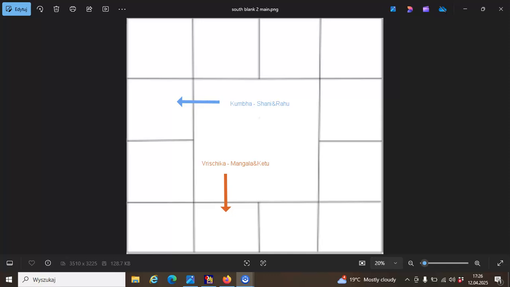So let's see. Rule number 1 says, if Shani is in Kumbha and Rahu in another Rashi, then count up to the other Rashi where Rahu is placed, ignoring Shani. Let's say, obviously, Shani is found in Kumbha, Rahu in Makara. So we'll be counting up to Rahu, ignoring Shani.